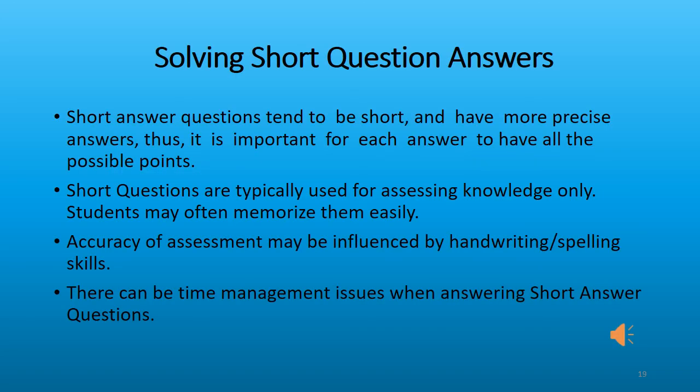Solving short question answers. Students, section 1 of your English literature paper is based upon short question answers. Short answer questions tend to be short and have more precise answers. Thus, it is important for each answer to have all the possible points. For example, if you write one or two points and feel that you will gain full marks, you will lose marks unless you provide all the possible or required points in the answer.